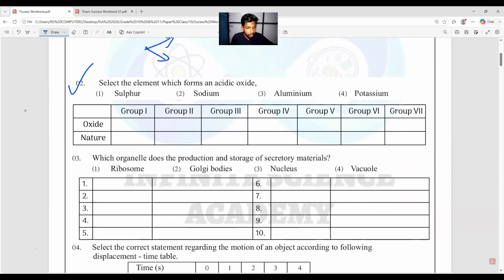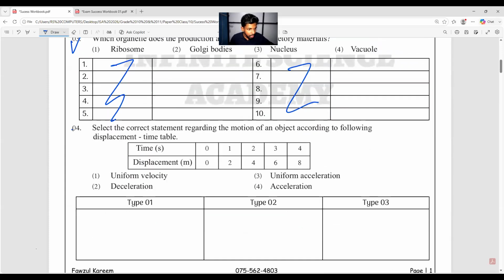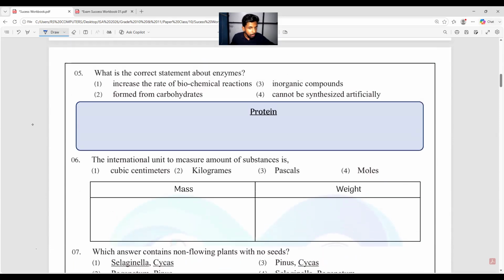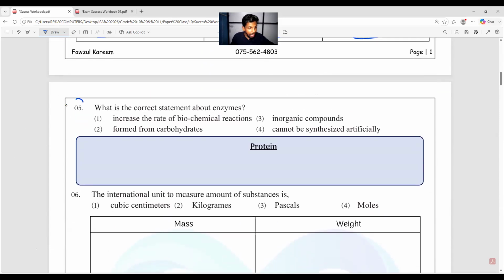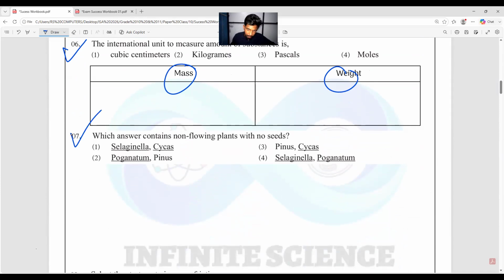So question number 2. Question number 3 regarding the organelles. All the 10 organelles and the 10 functions we have discussed, okay? And question number 4 regarding the types of displacement time graph: rest, velocity, acceleration, and deceleration. All these things were discussed. Question number 5 regarding the enzymes we had discussed. Question number 6 regarding the mass and the weight we had discussed. What is mass? What is weight? What is the unit of mass? What is the unit of weight? All these things. And today we had discussed question number 7.